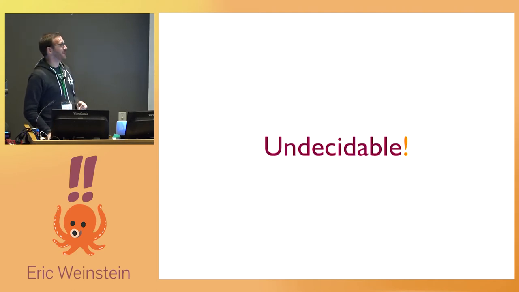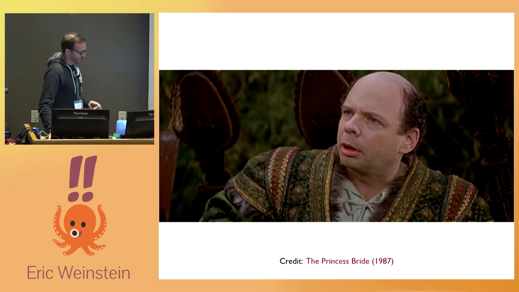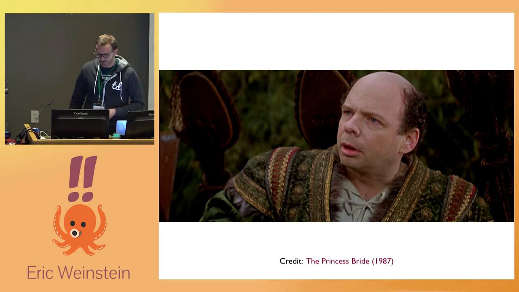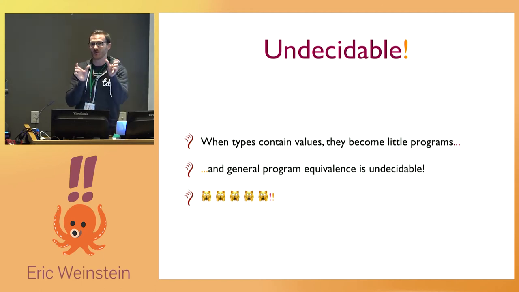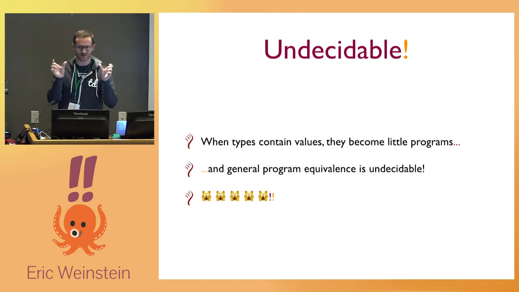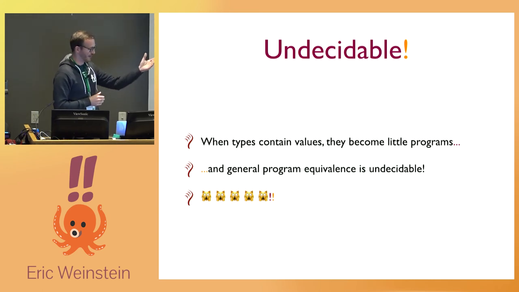But anyway, very quickly, we're going to talk about undecidability in type theory. Apologies for going so fast, but I've got about a minute left. So undecidable, right? I'm not sure that word means what I think it means. But the idea here is, when types contain values, they can become little programs. And if you have two little programs, and you generally want to know if those two programs are going to do the same thing for all possible inputs, that is actually undecidable, which is super scary.